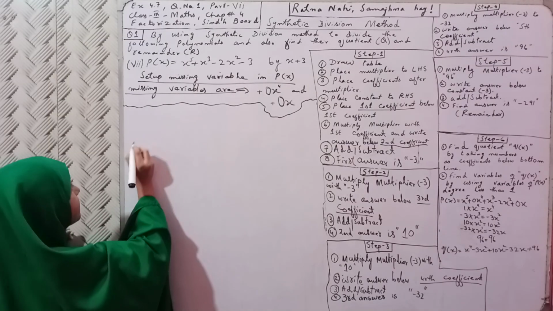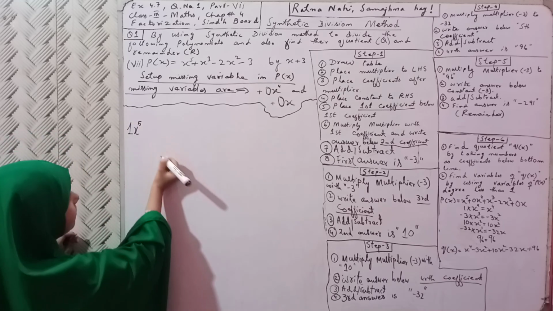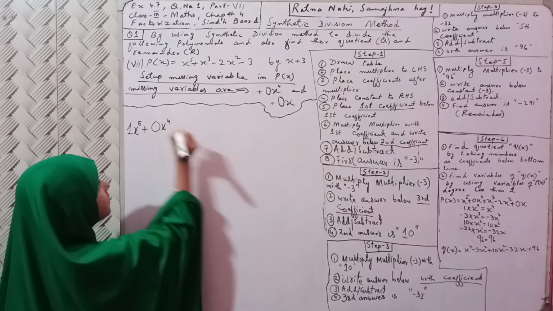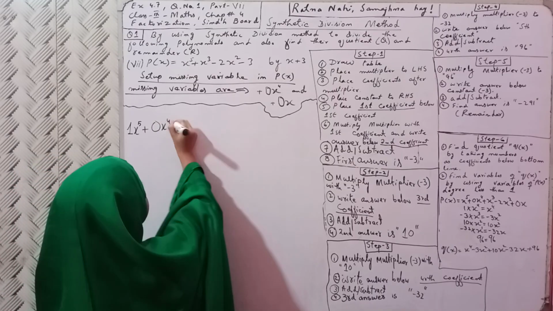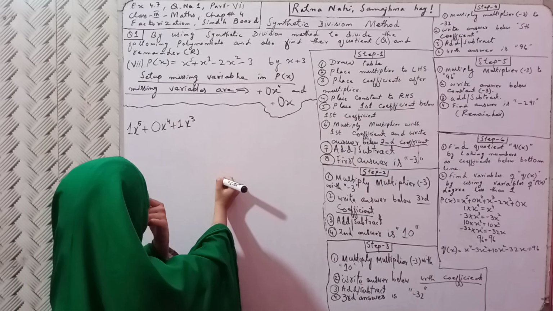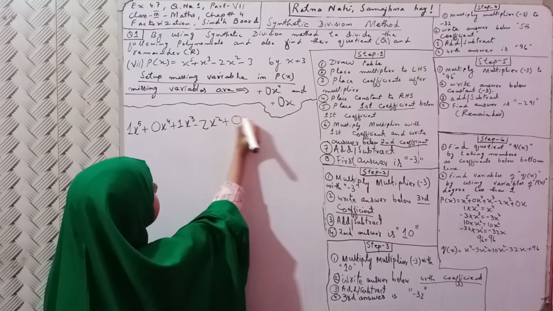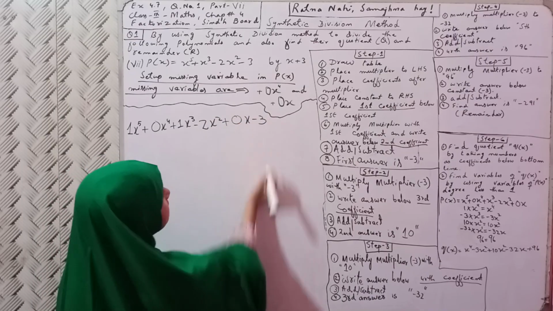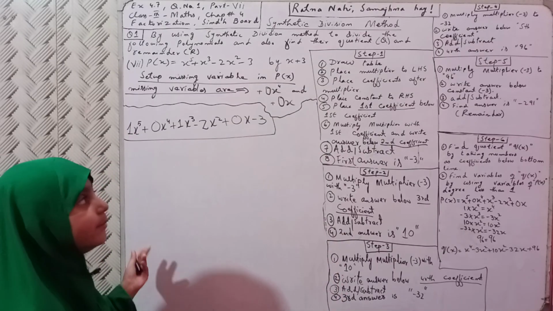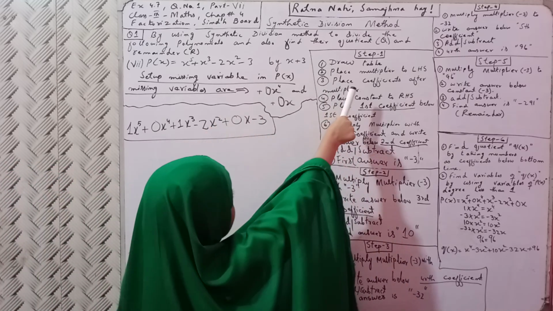First of all, this will become 1x power 5 plus 0x power 4, which comes from here. Then plus 1x power 3 minus 2x square, then plus 0x minus 3. Now you can understand this is our real question. So you can take those tables and those things. Understood? Now, first of all, draw the table.